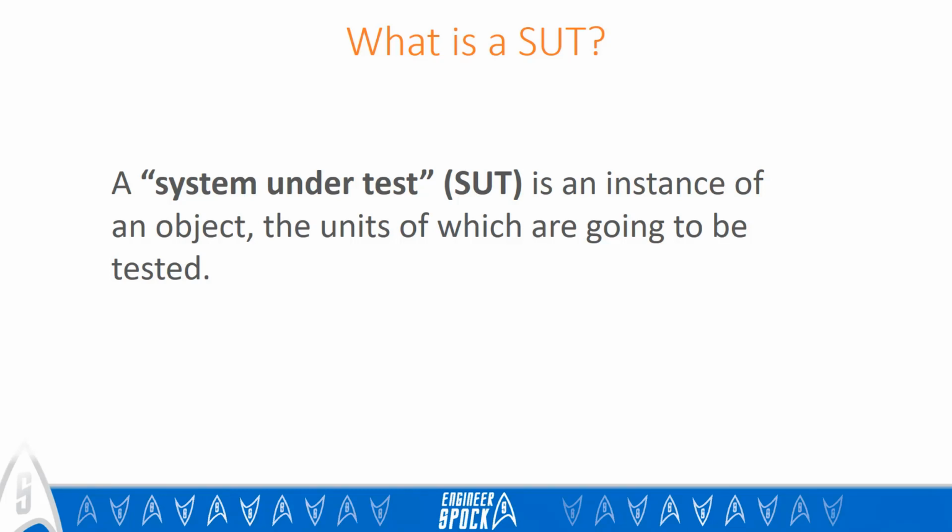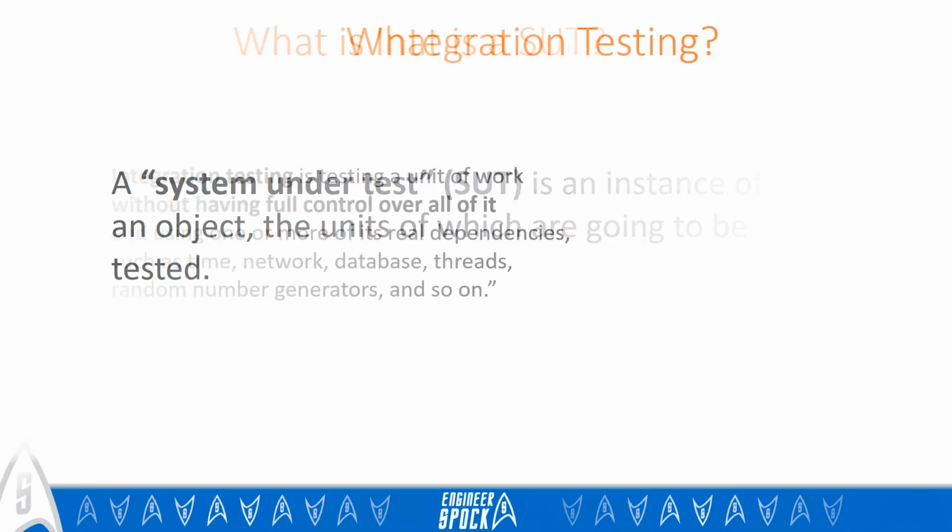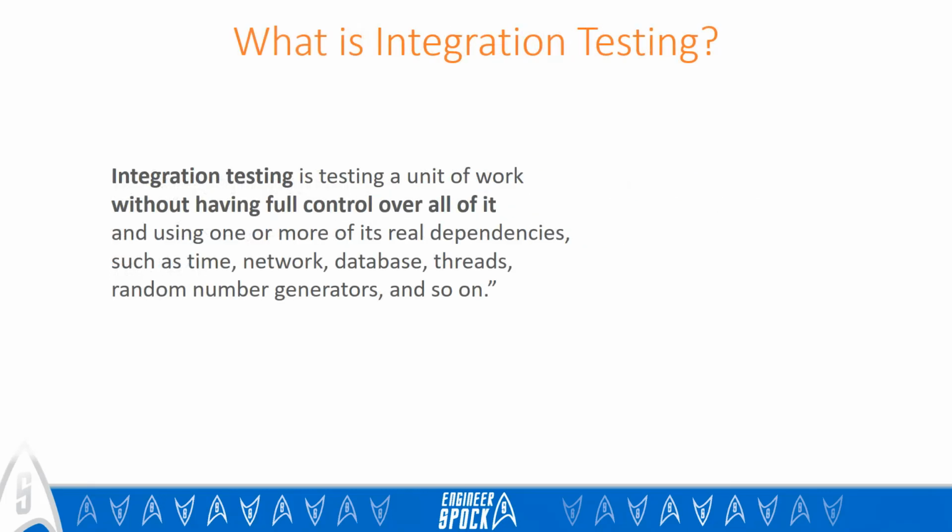In the beginning, I also want to give you a definition of integration testing, since I want you to understand the difference between these two absolutely different concepts. I like the definition from the book of Roy Osherove, The Art of Unit Testing, with examples in C#. Integration testing is testing a unit of work without having full control over all of it and using one or more of its real dependencies, such as time, network, database, threads, random number generators, and so on.